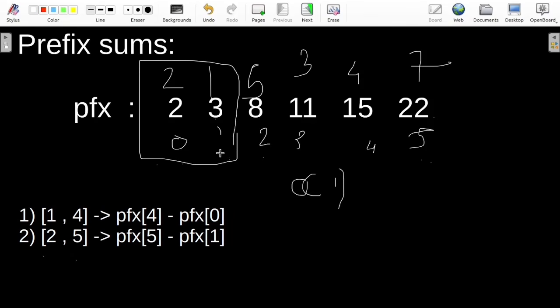So usually we remove the contribution of elements till L minus 1. That's why our formula is prefix of R minus prefix of L minus 1, which you can see here: prefix of 5 minus prefix of 2 minus 1, which is prefix of 1. This will simply give you the sum of elements in the range 2 to 5. Now again, if I give you q queries, and each query you answer in O(1), your overall time complexity will be q times 1, which is simply O(q).